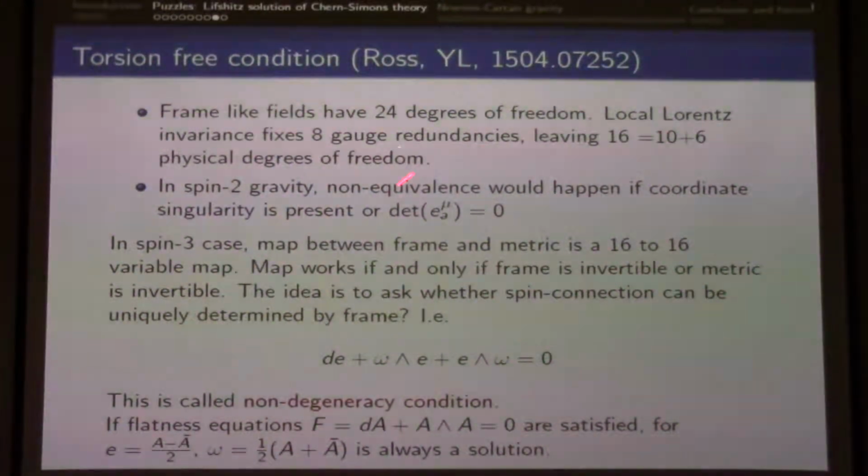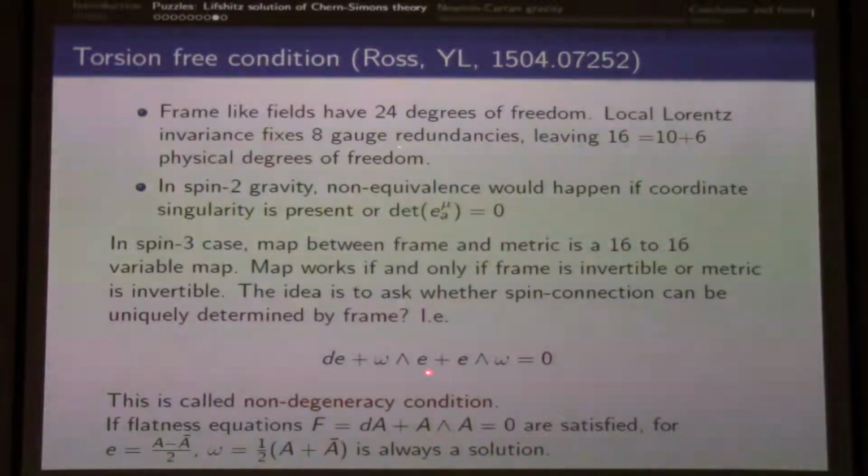So for this map to work, you have to require some non-degeneracy condition. For example, if you are solving a linear algebraic problem of 16 variables, you expect the determinant of a 16 by 16 matrix to be non-zero. This is a similar problem here. Going from the first-order frame description of gravity to the second-order Einstein description of gravity, you need to impose this torsion-free condition so that you can solve for the spin connection uniquely from the given vielbein. Then you can trust your geometric descriptions.